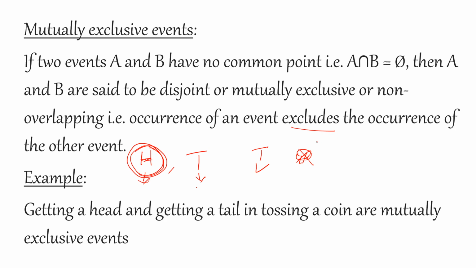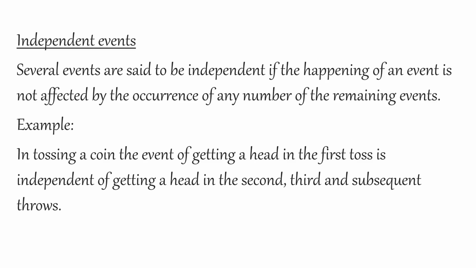Understood? So all these definitions are very, very important, right? These two are mutually exclusive. Similarly, if you throw a die, only one number is possible at a time. If you are getting 2, all the other 5 are mutually exclusive to this particular event, and so on. And independent events: several events are said to be independent if the happening of an event is not affected by the occurrence of any number of remaining events.